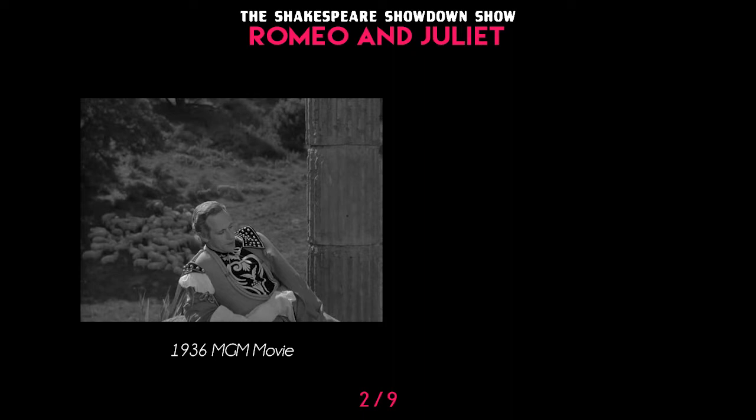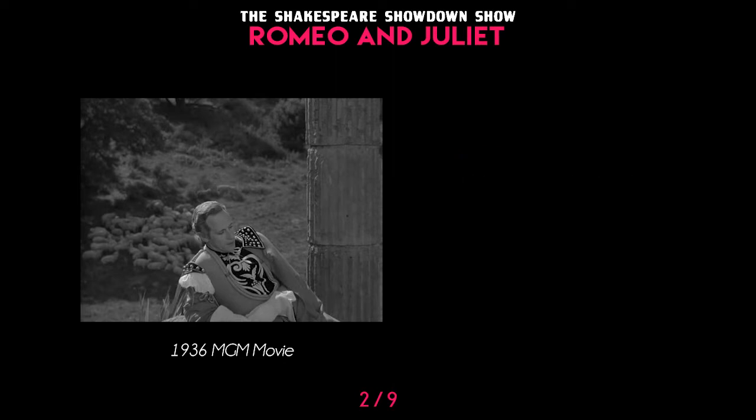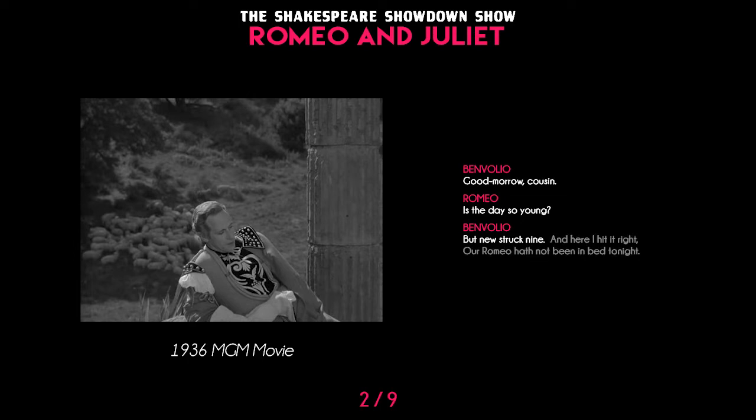First of all, let's look at the first part, shall we? The entire first part is missing. So, in lieu of that part, I will show another part from Romeo and Benvolio's conversation, which actually includes an interesting maneuver. When Benvolio first sees Romeo in this scene, he says, "Good morrow, cousin," and Romeo says, "Is the day so young?" And Benvolio says, "But new struck 9." So far, this is exactly what they're supposed to say, but then Benvolio in this version says, "And here I hit it right, or Romeo hath not been in bed tonight." Let's listen to this.